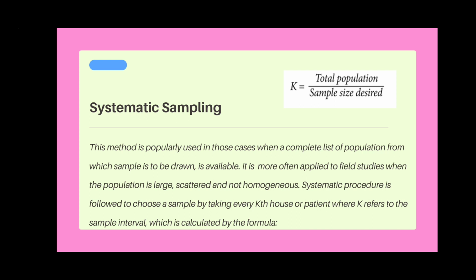So this method is used in those conditions where the list of the complete population is available, but that population is very large, scattered and not homogeneous in nature. So with the help of the formula, if we divide the total population by the sample size desired, then every kth house or patient we will take for our sample. So this is called systematic sampling.